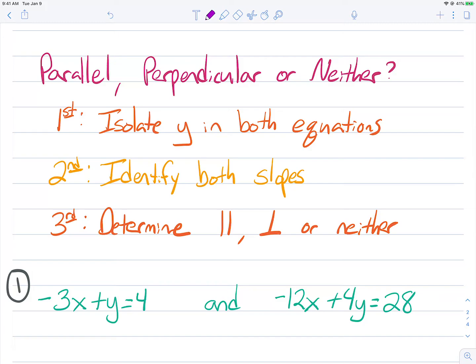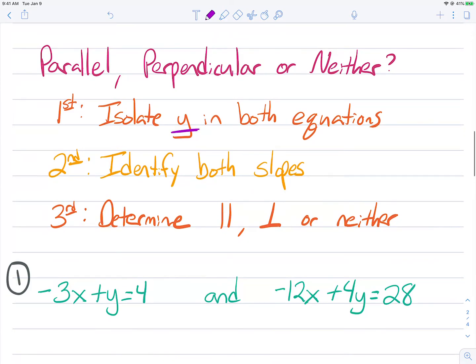So the first thing you're going to do is isolate y in both equations. If y is already isolated in one of the equations, then you don't have to do that. Then you're going to identify both slopes. This is going to be showing me that you know what you are looking for. Once you have your two slopes, you're going to determine are they parallel, perpendicular, or neither.